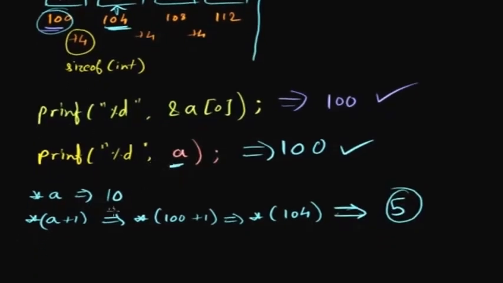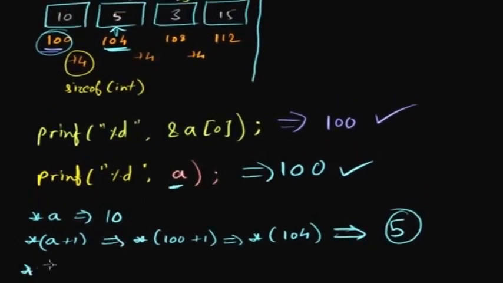Similarly, if I do star of (a plus 2), let's put it 3, it will give me this address. The value at address 112 is 15. So this is how you access arrays using pointers, and using pointers is one of the most interesting and cool ways of accessing the values of an array.